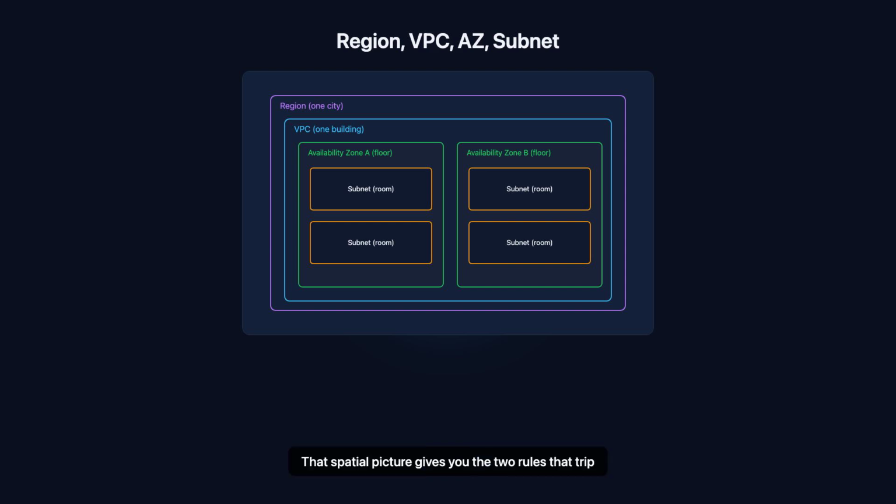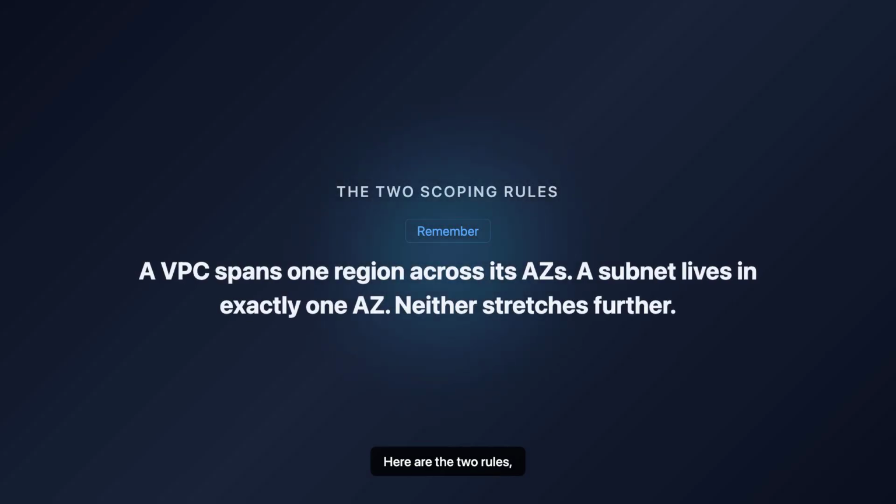That spatial picture gives you the 2 rules that trip people up most. Here are the 2 rules, and they're worth memorizing word for word. A VPC spans one region across all the availability zones inside that region. It cannot stretch to a second region, and a subnet lives in exactly one availability zone. It cannot span 2, so the building can't extend into another city, and no single room can sit on 2 floors at once. When a question implies a subnet somehow covers multiple zones, or a VPC reaches across regions on its own, that answer is wrong.